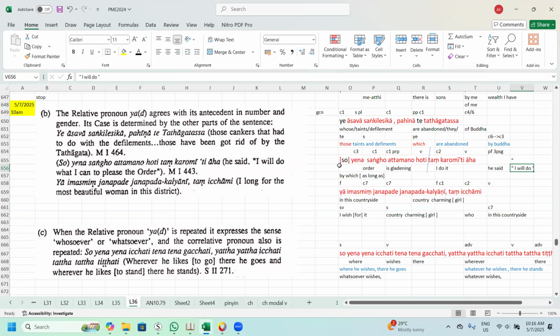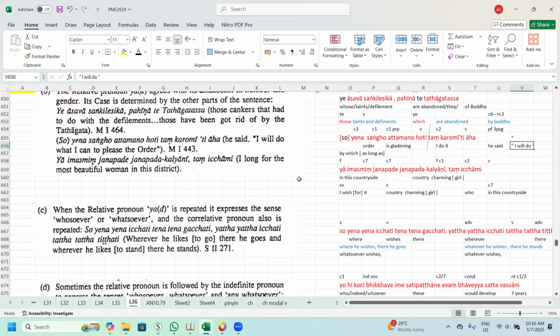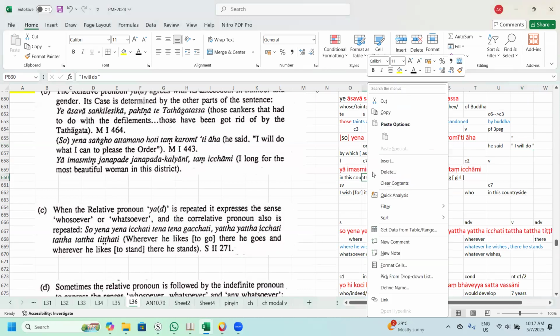Get what I mean? So the "iti" already refers to this, so you don't have to put it. This is to indicate that the sentence is structured in this way. Okay.